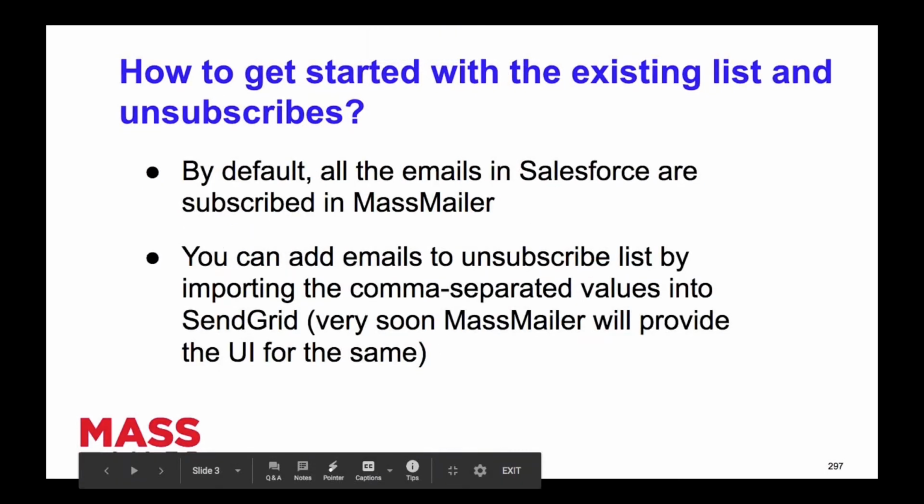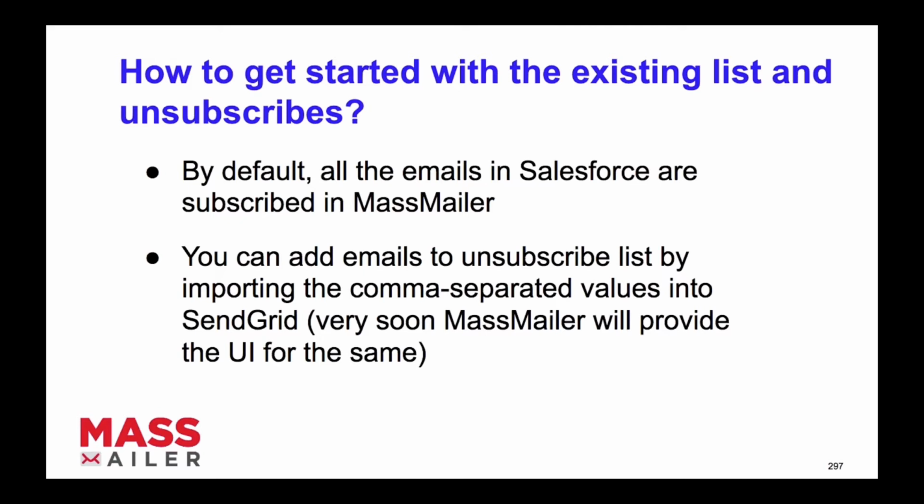And then how do we get started with the existing list and unsubscribes that you already have in your Salesforce system? By default, all the emails in Salesforce are subscribed to MassMailer. But if you already have some unsubscribed list, there are ways to import them into the SendGrid account that we use behind the scenes to send emails. That way, you could basically have a suppression list, those who have unsubscribed to the emails.